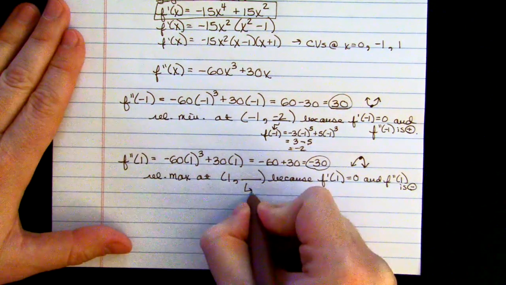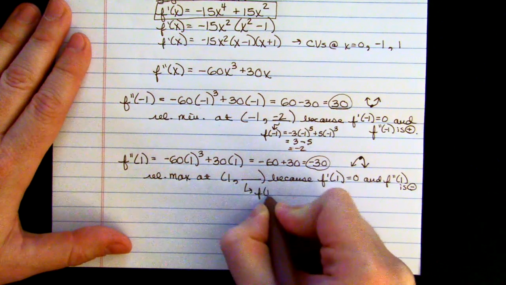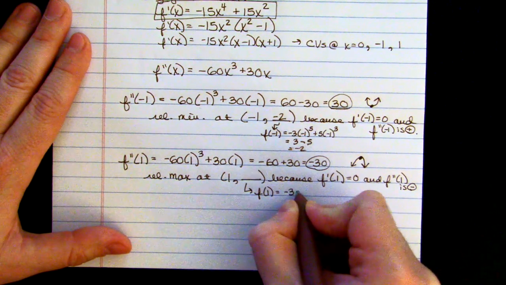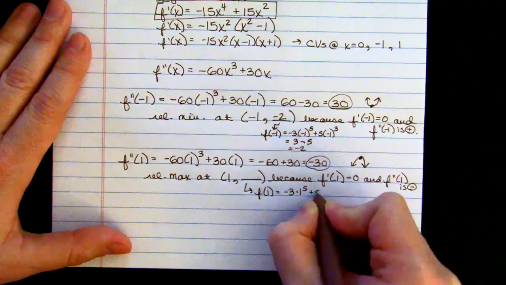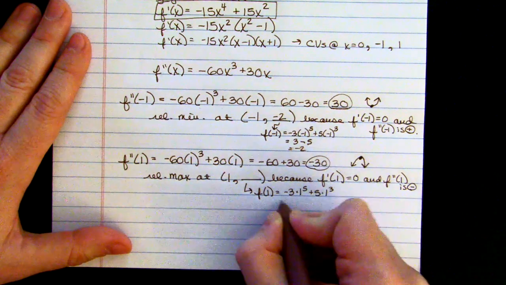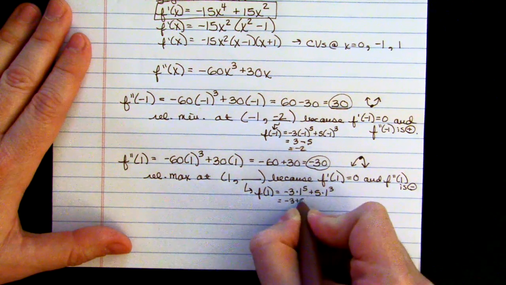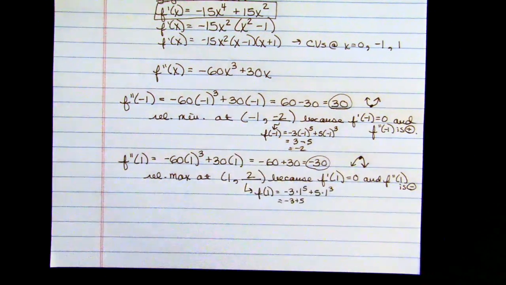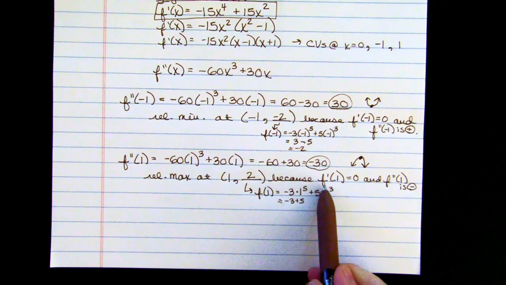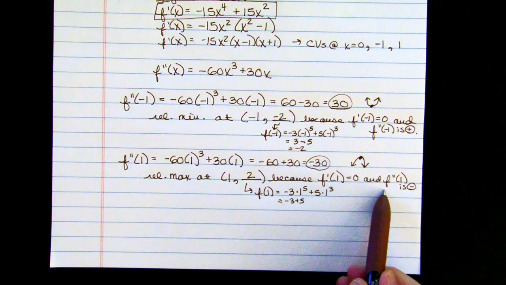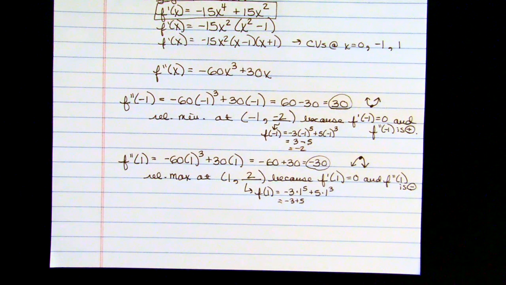Okay, 1 comma what? Well, let's see. I'm going to plug into the original: negative 3 times 1 to the 5th plus 5 times 1 to the 3rd. Negative 3 plus 5, I'm getting 2. So there's a relative maximum at 1 comma 2. Why? Because f prime of 1 is 0 and f double prime of 1 is negative. Hopefully that's what you sent into Edpuzzle. One more.